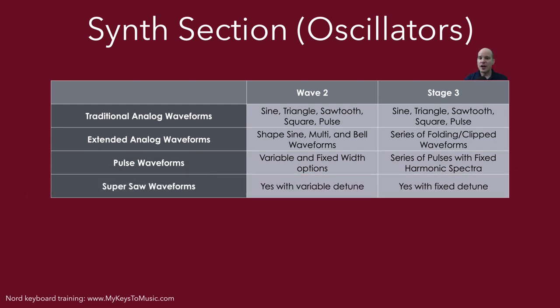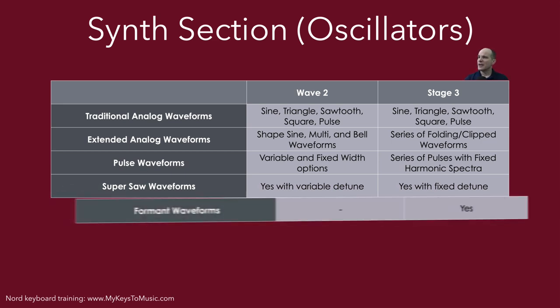They both have the supersaw waveforms. The Wave 2 has a big advantage where you can detune the supersaw at any increment from 0 to 100. The Stage 3 has a fixed increment, although it's not listed as such, at 33% and 66% as far as that goes. So essentially with the Stage 3, you get supersaw 1 and supersaw 2, whereas on the Wave 2, it's just called supersaw, but you can use a knob to vary the detune on that from 0 to 100. So a lot more flexibility in the supersaw with the Wave 2.